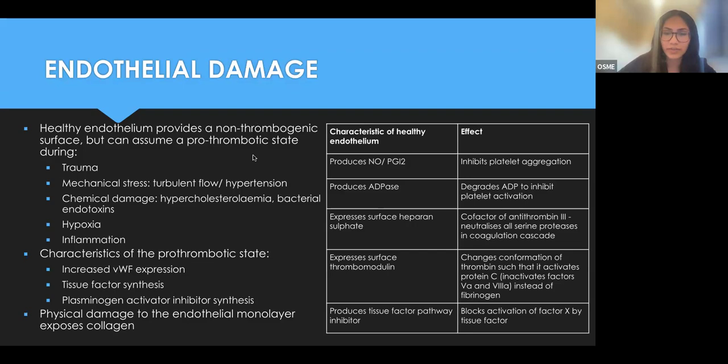Thrombomodulin changes the conformation of thrombin. So instead of activating fibrinogen to fibrin, it activates protein C, which inactivates different clotting factors instead. And tissue factor pathway inhibitor. So you remember the tissue factor is factor 3. And so this inhibitor blocks the activation of factor X that it converges on.